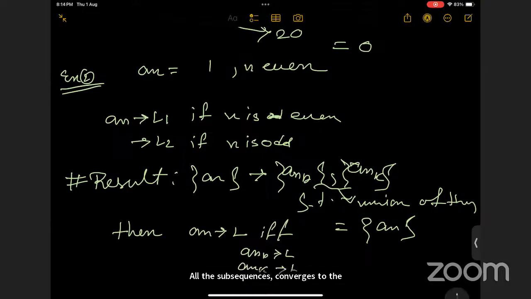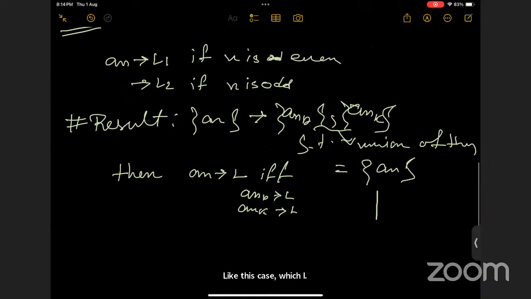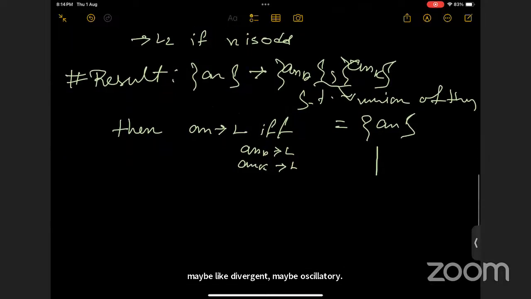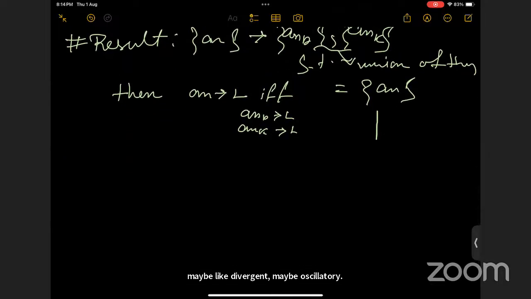If they are different, then the sequence is not convergent. It may be divergent, maybe oscillatory.